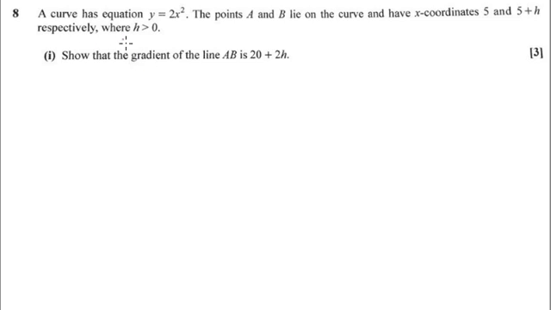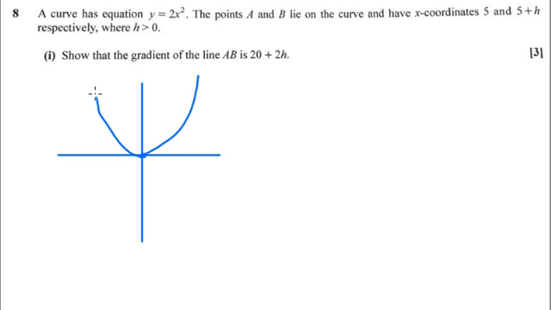It says we've got a curve, the curve is y equals 2x squared. So if we sketch that curve, something like that. It says points A and B lie on the curve and have x coordinates 5 and 5 plus h. So let's put 5 roughly here, and so 5 plus h can be there. So there's my A and B.